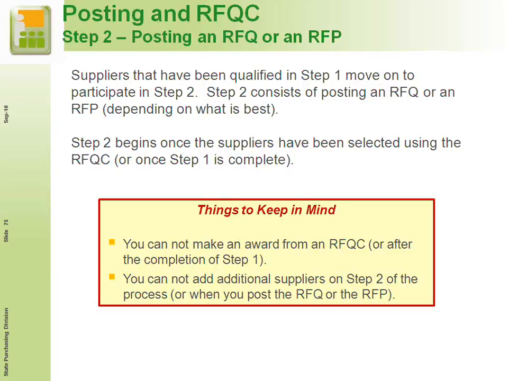Things you want to keep in mind: you cannot make an award from an RFQC or after the completion of step one. So after you've completed the RFQC by posting and selecting and qualifying your suppliers, you cannot make an award from that step. You cannot add additional suppliers on step two. Only the suppliers that have been pre-qualified via step one are eligible to participate in an RFQ or an RFP that is based on an RFQC.